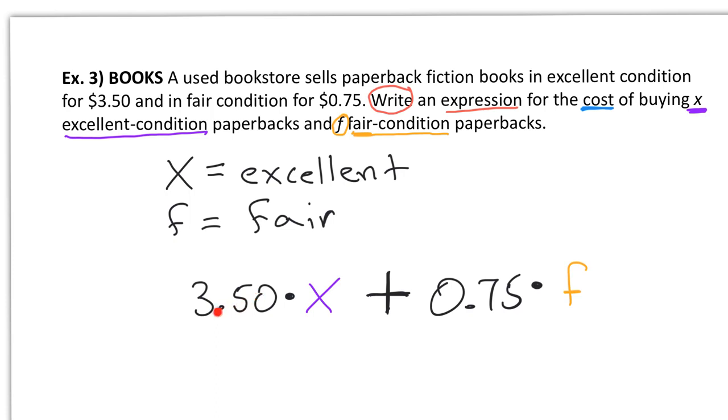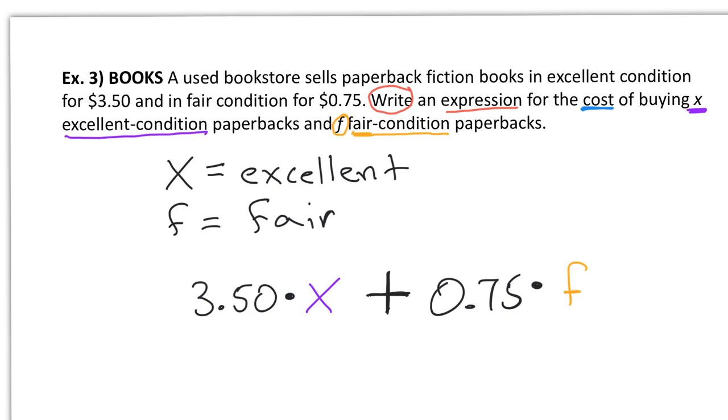So let's make sense of the actual expression here. You have the price of excellent condition times X, which is how many books you're going to buy. So maybe 1 excellent book, or maybe 2 in excellent condition. And then you have the price of fair condition, and F represents the number of books you buy in fair condition. So you can buy 1 in fair condition, 20 in fair condition. They're pretty cheap, 75 cents. So you might want to buy 20 and so forth. All of this is the total cost, how much you are going to pay when you go to the register, when you are ready to check out in the bookstore.